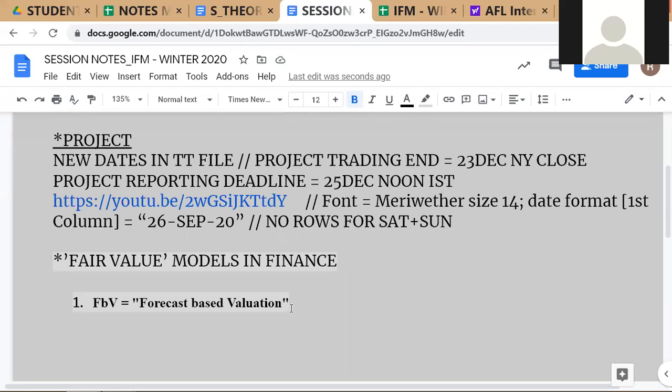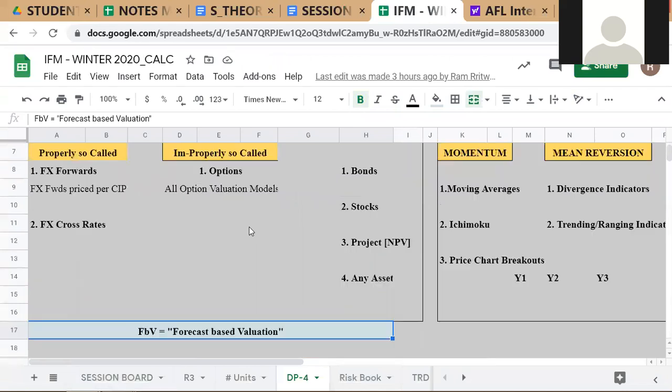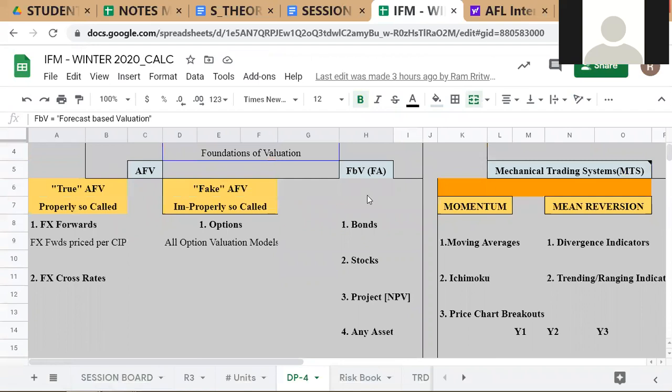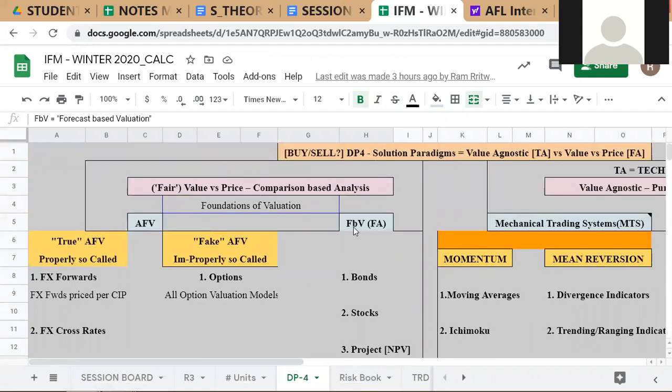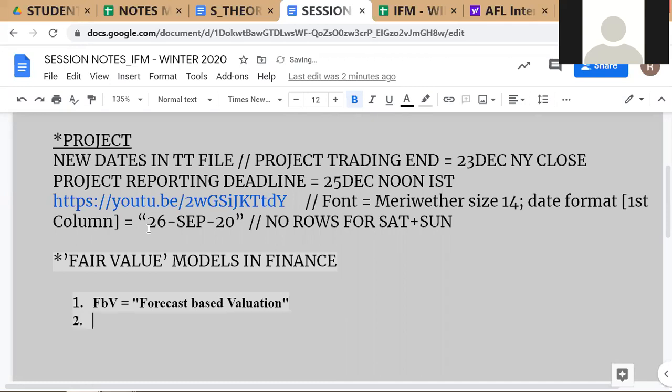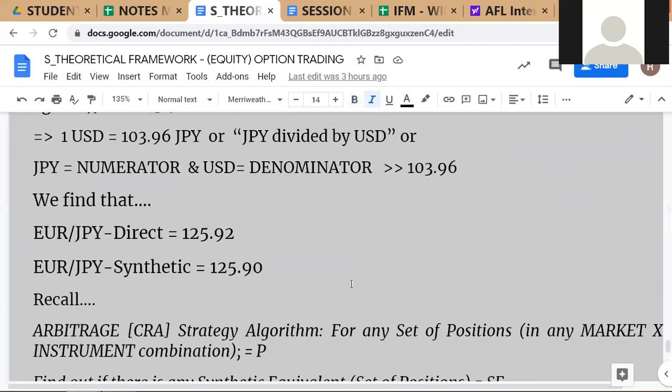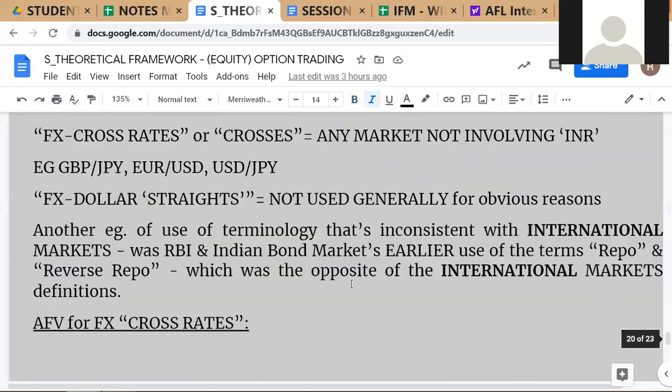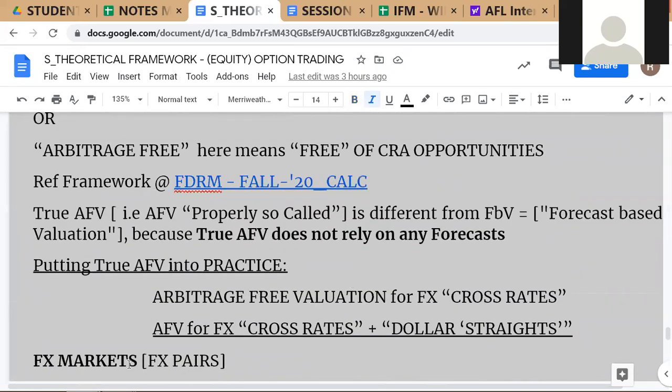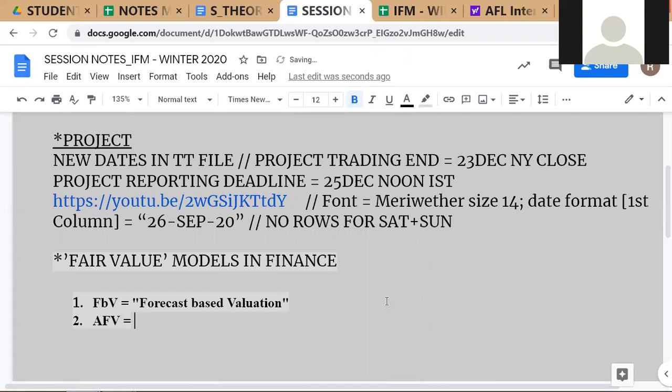Okay. So the first type of fair value model, we've already done this a little bit before, but I'm just recapping because it's a fairly important idea in finance. So you need to have the right context. So, fair value model, quickly to recap: you have forecast pre-evaluation and then you have AFV, which you know what it is. These are the two approaches. Now, this is arbitrage pre-valuation, and within AFV itself, there are two types.